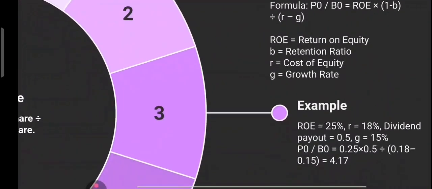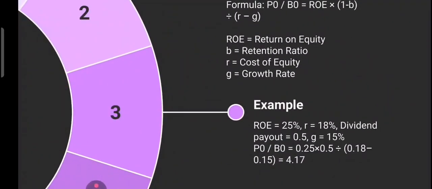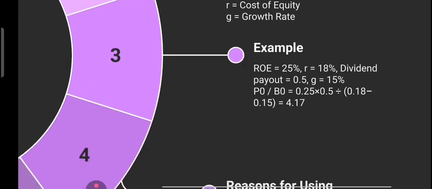One example is given. Suppose ROE is 25%, cost of equity is 18%, and dividend payout is 0.5. What will be P/B? Just apply the formula: ROE of 25% multiplied by (1 minus b), or just multiply by 0.5, divided by (r minus g), 0.18 minus 0.15. This gives approximately 4.17, showing the premium investors are willing to pay over the book value. This is called the P0 by B0 value.